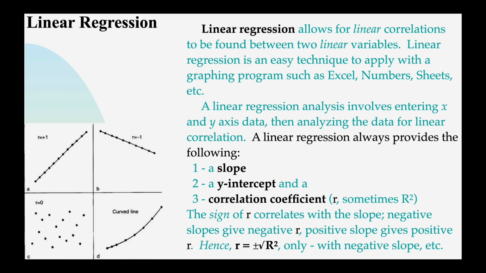So the sign of R, little r, will depend on the slope. And if your slope is negative, then little r will be negative. And if your slope is positive, little r will be positive.